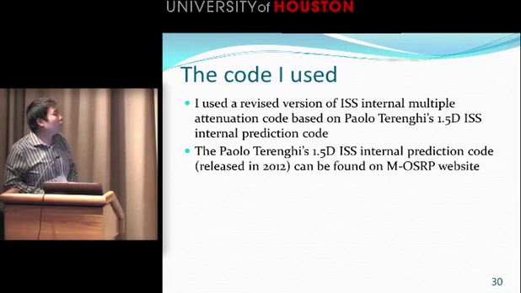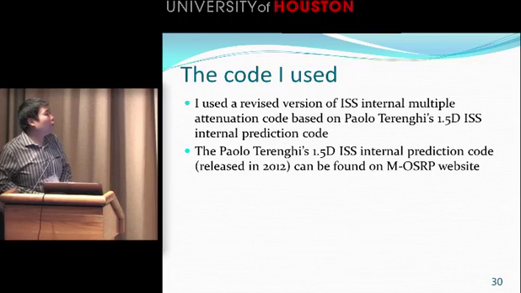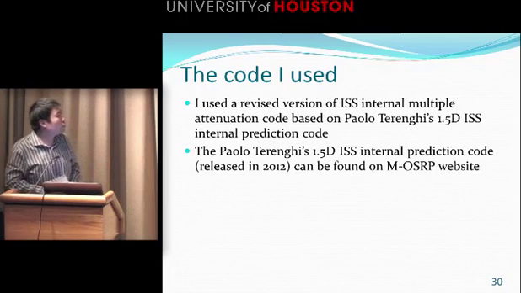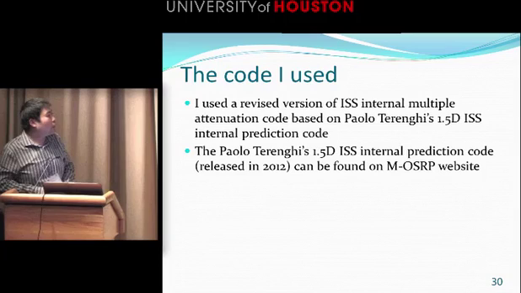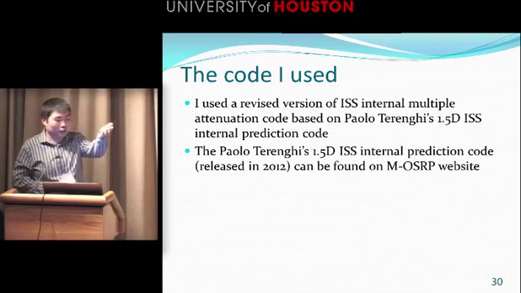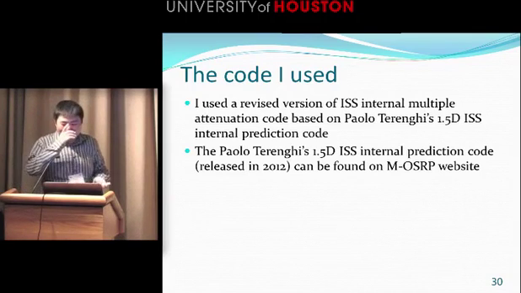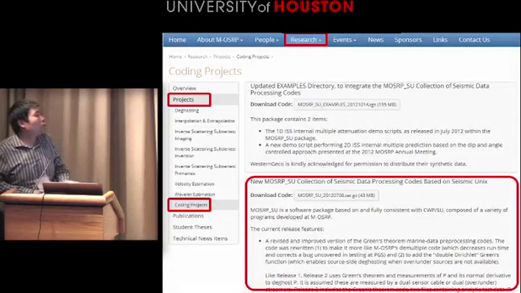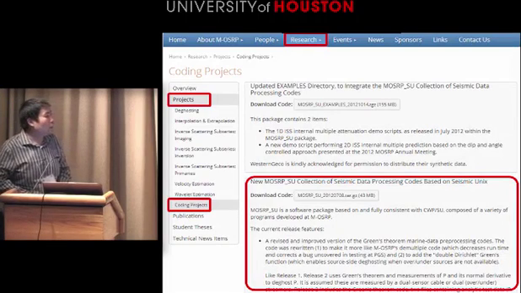The code I used is a revised version of the 1.5D code from Tyler Perinki's work, when Tyler worked with us in 2012, I think. Tyler's code can be found on the M-OSRP website, which Dr. Minhan has shown you the link for, and how to log in. After you log into our website, you can go to research and projects, and coding projects. The code is the second item under the coding project, just this one.